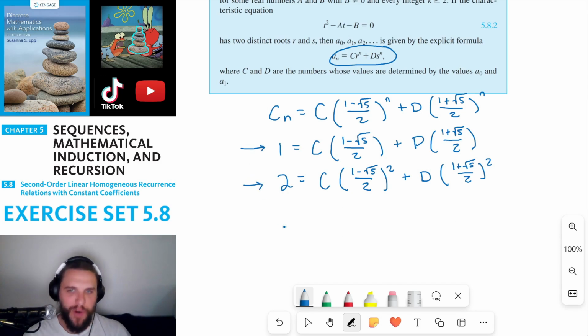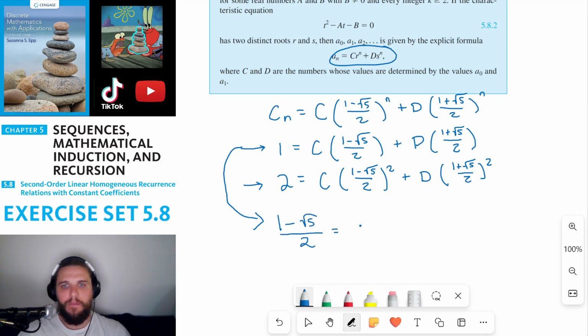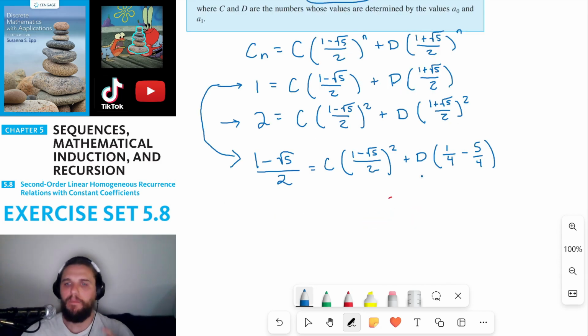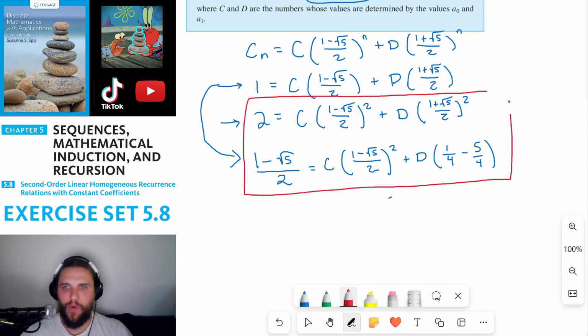And this is going to be pretty tricky to solve. The way I think that we should solve this is we should take the first equation and rewrite it by multiplying both sides of the equation by 1 minus root 5 over 2. We can also pick 1 plus root 5 over 2, but I'll just pick 1 minus root 5 over 2 on both sides. So the left-hand side will be 1 minus root 5 over 2. But the right-hand side will now be c times 1 minus root 5 over 2 squared plus d times 1/4 minus 5/4.